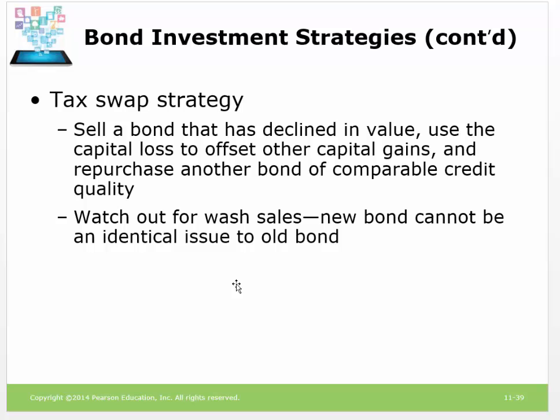But there also is the potential of something called a tax swap. You sell a bond that's declined in value. You have a capital loss. And you're going to buy another bond of comparable credit. So essentially, you're going to take this capital loss and utilize that to offset some of your current investment income. Now, one of the things we have to watch out for is something called a wash sale. This new bond that you buy can't be an identical issue of the old bond. So you can't get rid of a capital loss by buying the capital loss asset. So it has to be another bond, maybe another company, maybe another industry, but it also has to have comparable credit quality. In this case, you ultimately would get to utilize this capital loss for your bond strategy.